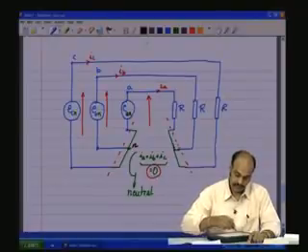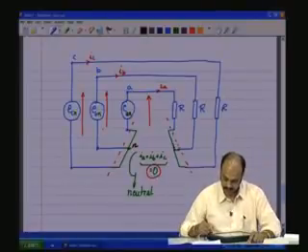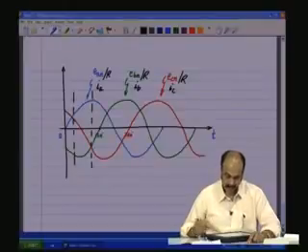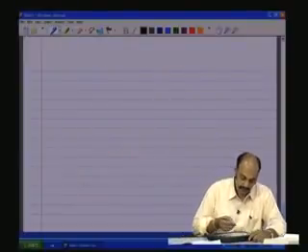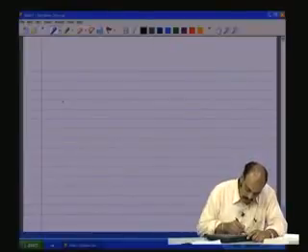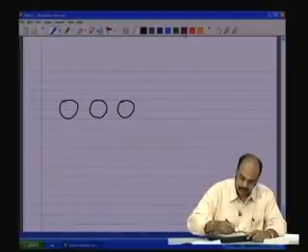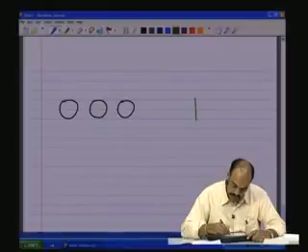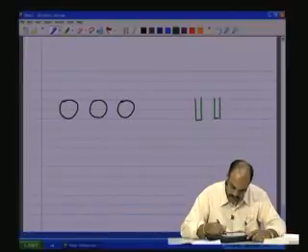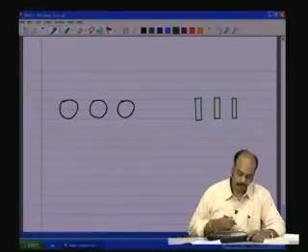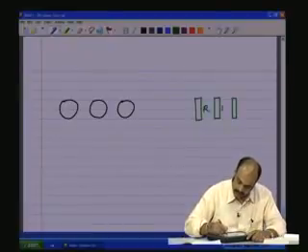So, we have a strange connection between these two, which is written in this fashion. So, let us say I have 3 sources, and I have 3 loads which are written in this form, R, R, R.